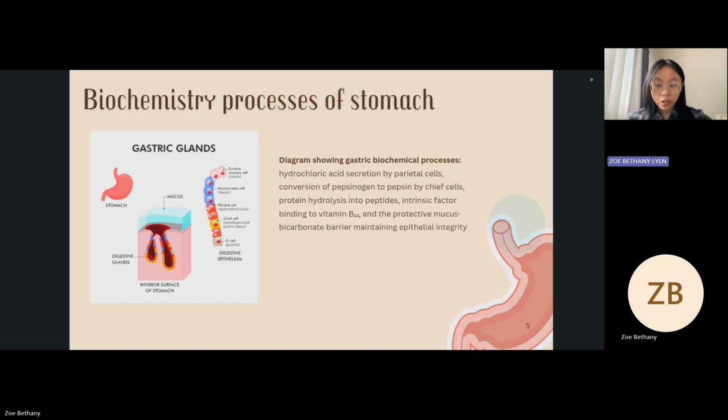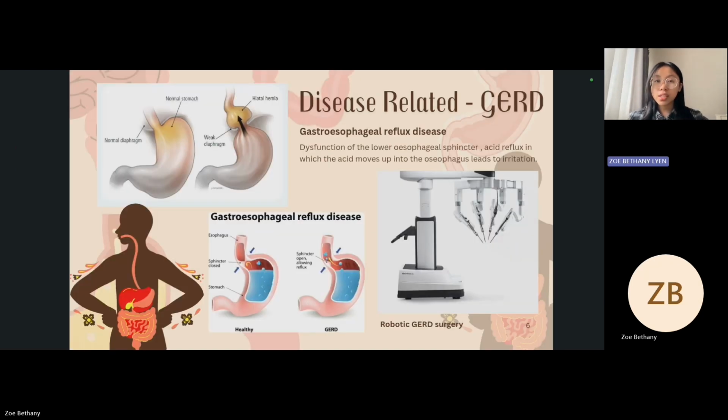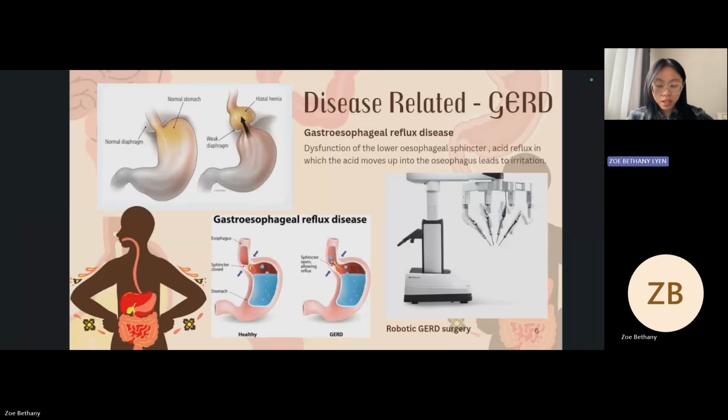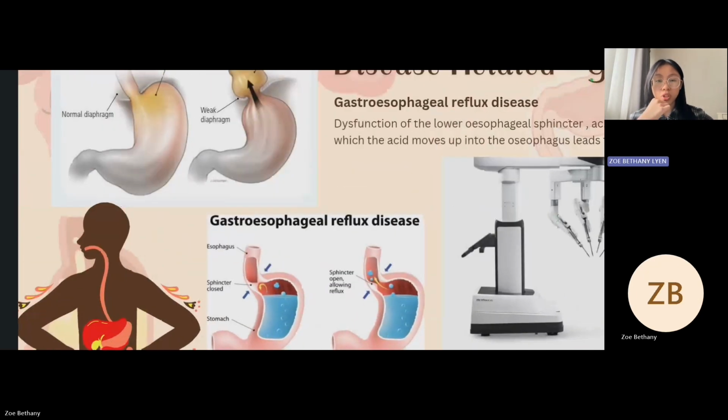Okay, so moving on. Like I mentioned just now, there is a disease related to our stomach, and the most common one is GERD. GERD is gastroesophageal reflux disease. GERD occurs when the lower esophageal sphincter becomes weak or relaxes inappropriately. This allows the gastric juice to reflux into the esophagus. Unlike the stomach, the esophagus lacks a protective mucus barrier, making it very vulnerable to acid injury. As you can see, both of the pictures show this.